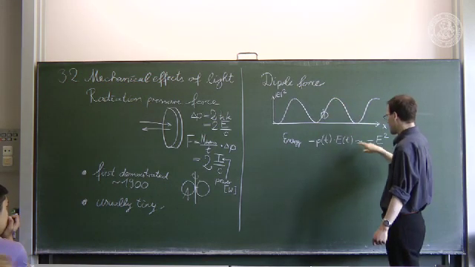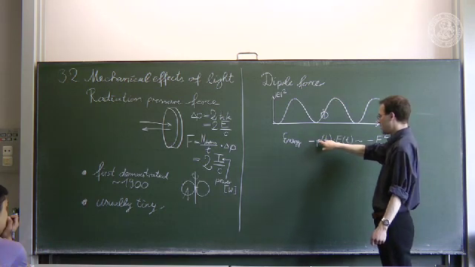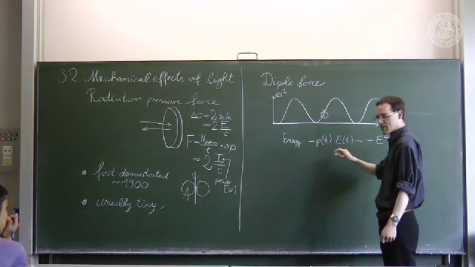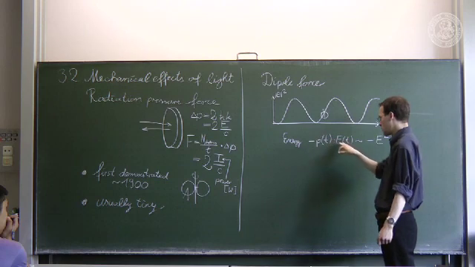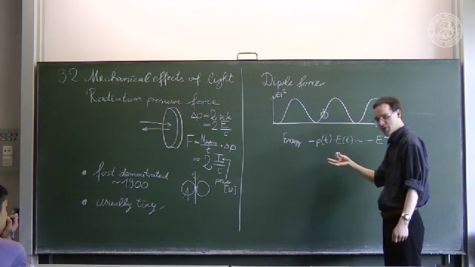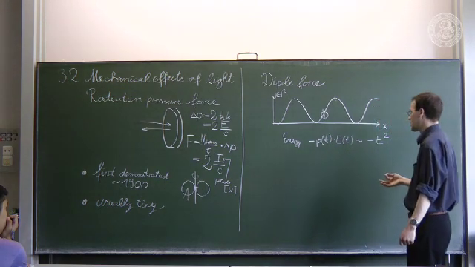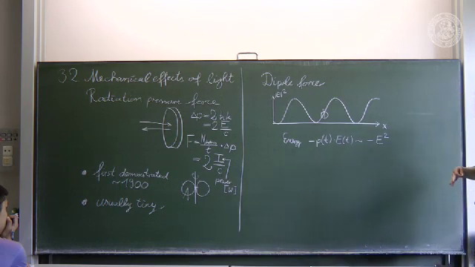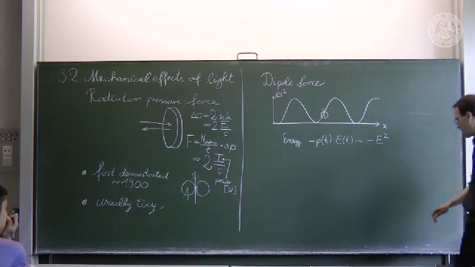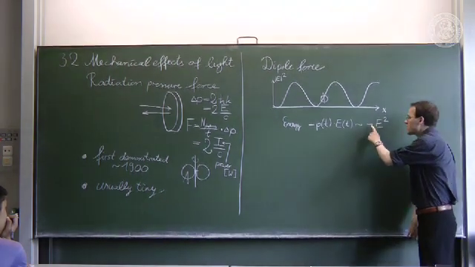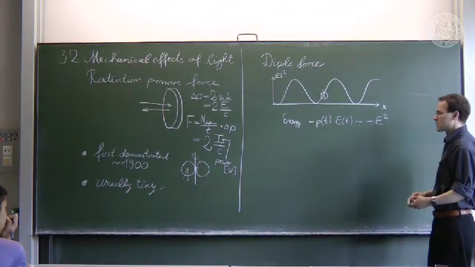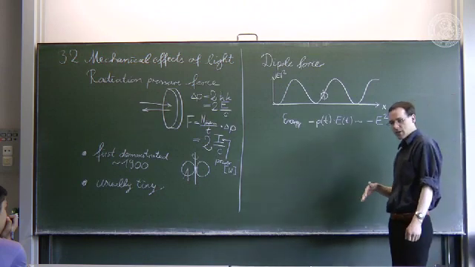The sign can change if the proportionality between dipole moment and electric field is such that the dipole moment is no longer along the electric field but opposite to it, and that will depend on how the laser frequency lies with respect to the atomic transition frequency actually. But this is the situation when the laser frequency is below the atomic transition frequency.